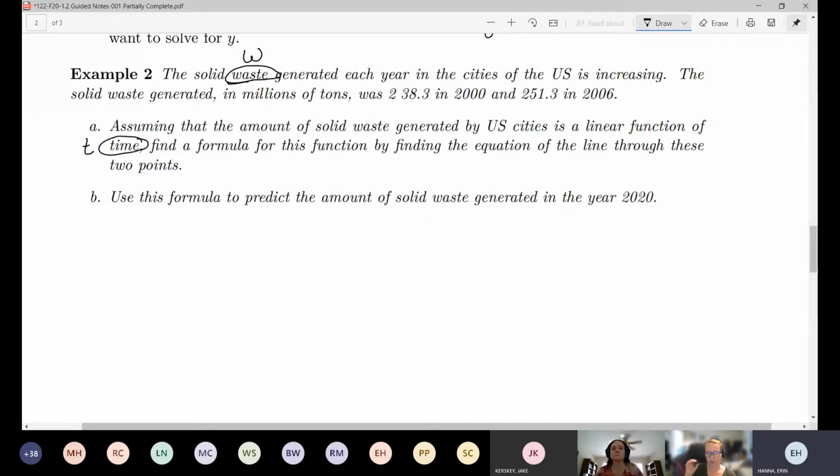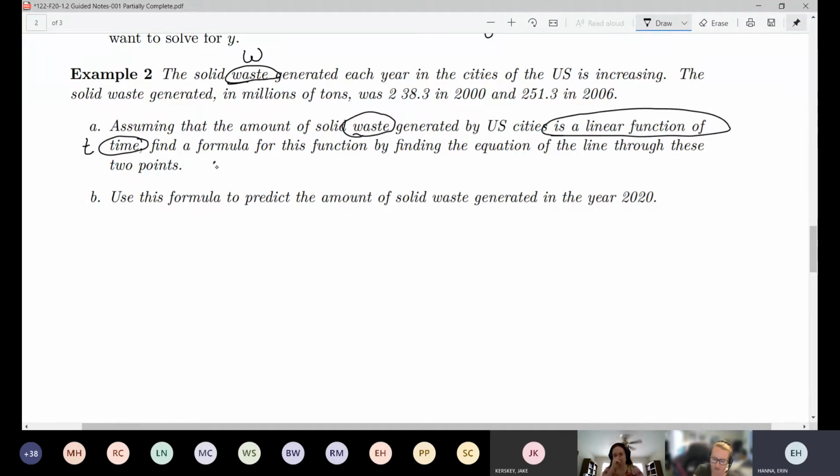So now we need to figure out which one of these variables is going to act like our x variable and which one's going to act like our y variable, because that's going to change the way that our points are going to go. So that's when we need to look for it telling us which is a function of the other. And here it gets a bit wordy, but it does say waste is a linear function of time.